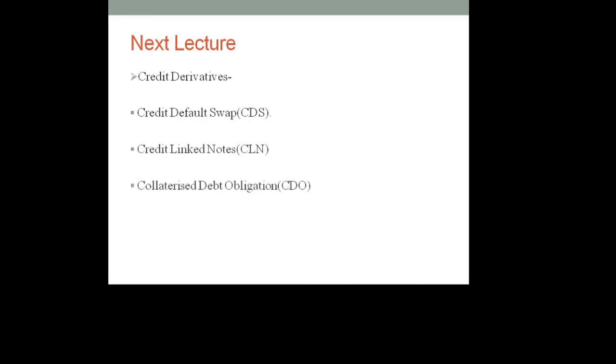So here we wind up our session of today. In the next lecture, we are going to cover credit derivatives. What do you mean by credit derivatives? Different types of credit derivatives. These are types of credit derivatives, that is credit default swap, CDS, credit linked notes, CLN, and collateralized debt obligation, that is CDO. We'll see what are these and their different workings. All of them work in a very different way. So that we'll see. And credit derivatives, what is it? That also we'll see in our next lecture.